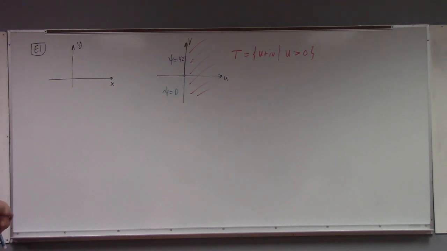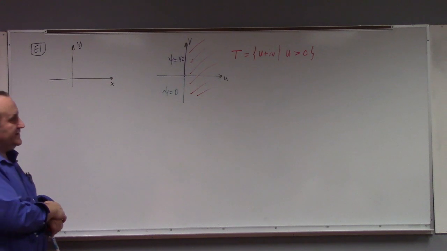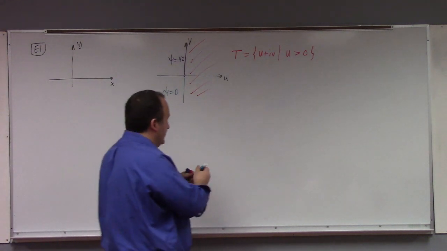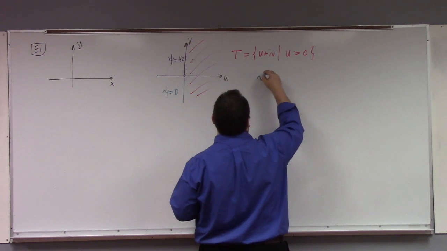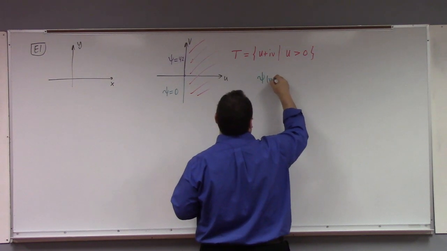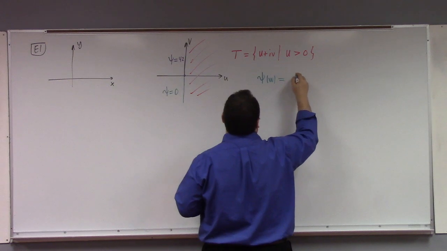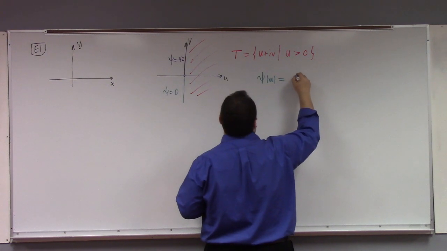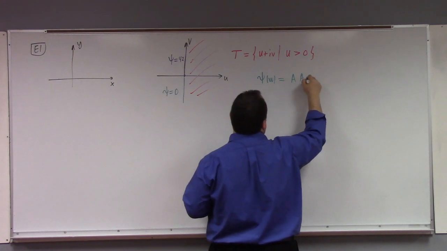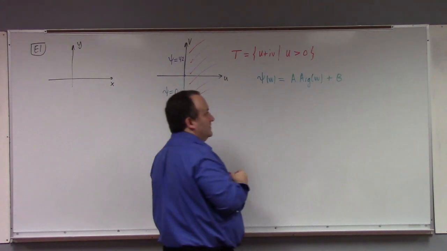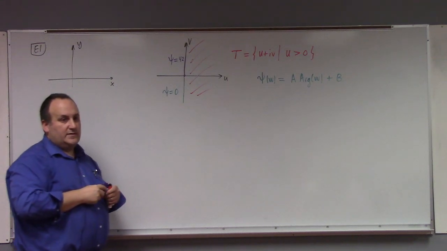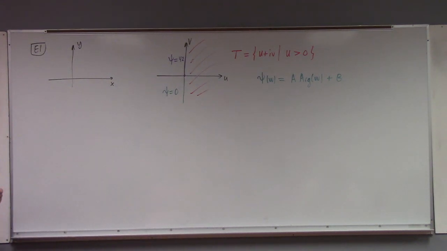A linear combination of args? A linear combination of args, I like it. So we could use, for instance, psi of w equal to, like a arg w plus b, for instance. I think that'll work because it's undefined at 0. Okay.